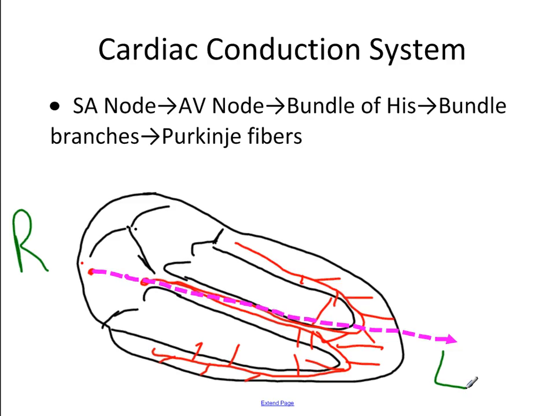All right. So what you're going to see here in a second: the autonomic nervous system primarily innervates the SA node and the AV node. And then the sympathetic nervous system also innervates the ventricles. But you can get the picture.